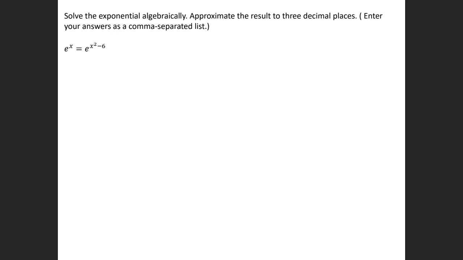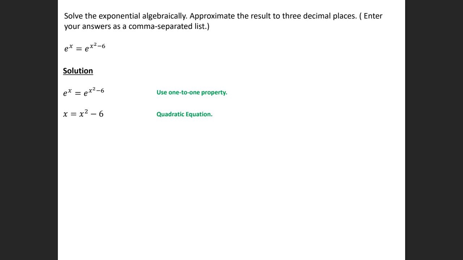Solve the exponential equation algebraically. Approximate the result to 3 decimal places, and if you have multiple answers, give them as a comma separated list, okay? So to solve this one I'm going to use the same approach as in my previous example. First I apply my one-to-one property. It says that if I have two exponential expressions that are equal to each other, then the exponents have to be equal to each other, okay?